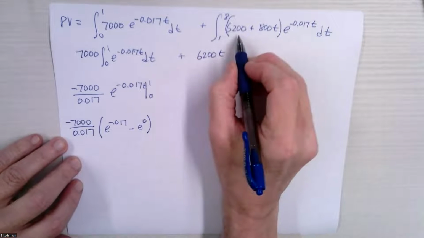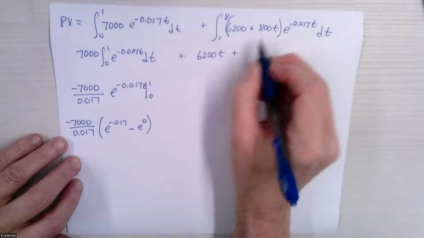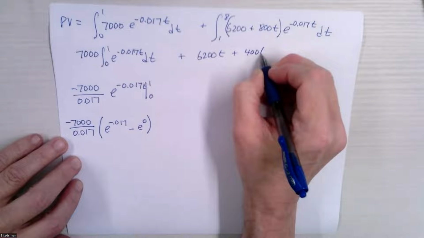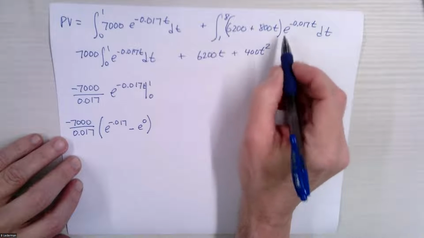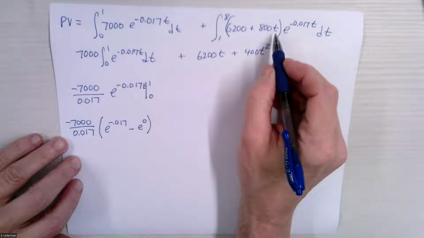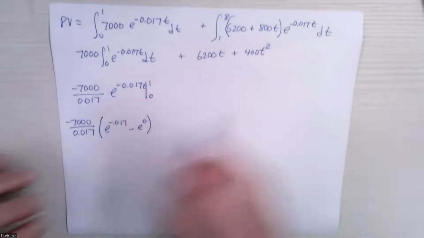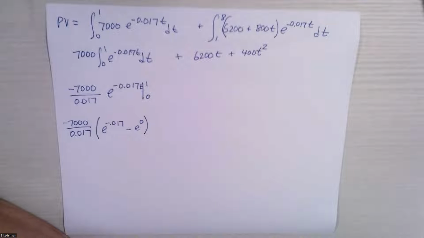The integral of 6,200 is 6,200 t, and the 800 t is going to be 400 t squared. Now, why is it 400? How did the 800 become a 400? Because the integral of t is... wait a second. Not so simple. I'm sorry, I didn't even notice this. Hold on one second.